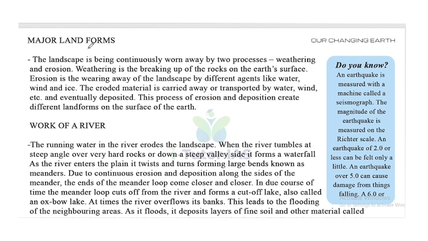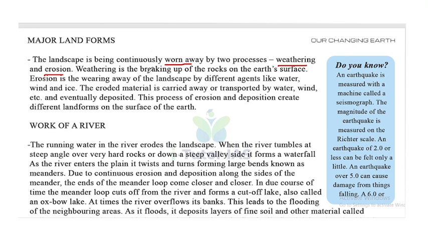Major landforms. The landscape is being continuously worn away by two processes. The first one is weathering and the second one is erosion.